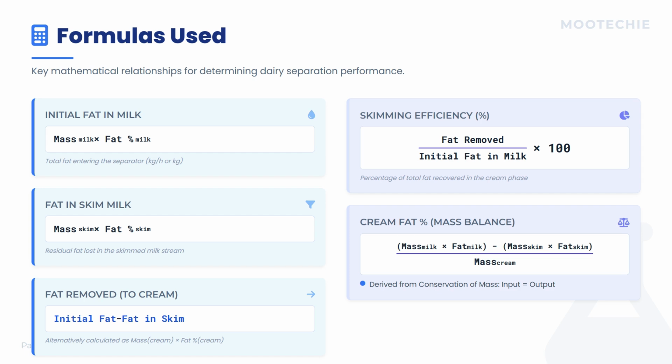The good stuff, the cream removed, is simply the initial fat minus the fat in the skim. You can also think of it as the mass of the cream times the cream's own fat percentage.